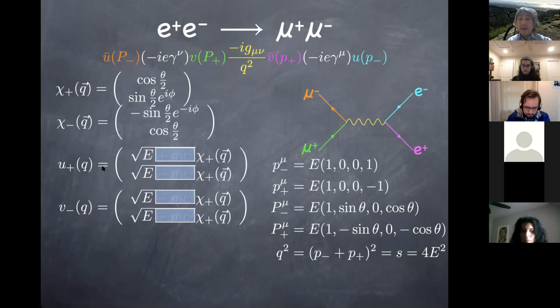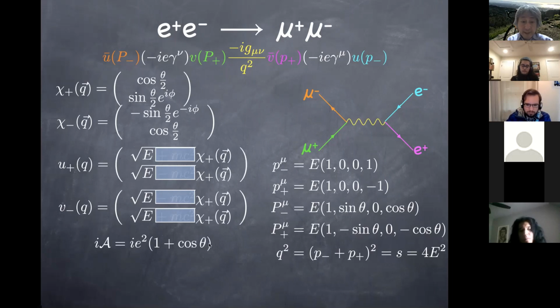Here I decided to take a particular helicity combination, where the particles, electron and muon, have positive helicities. Antiparticles, positron and anti-muon, have negative helicities. Then you just plug them in here and the amplitude is very simple: ie squared, 1 plus cosine theta.